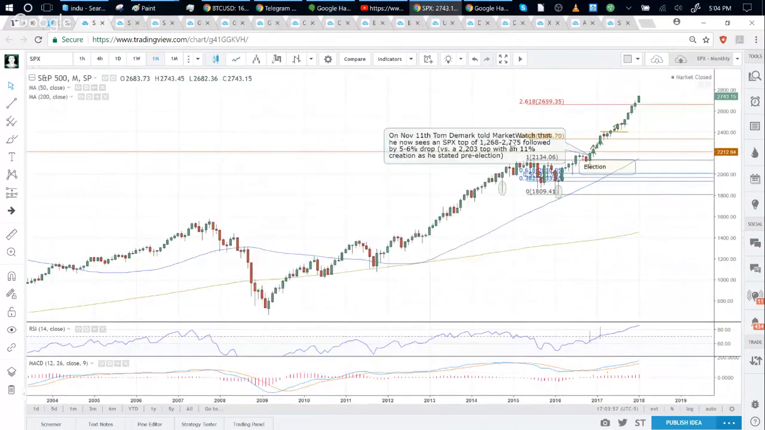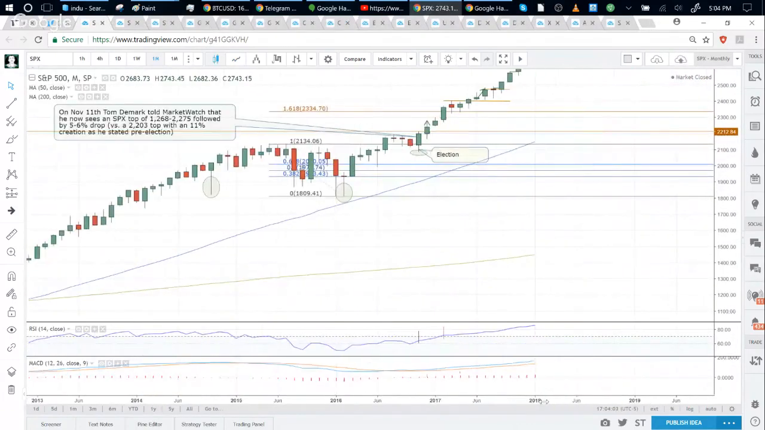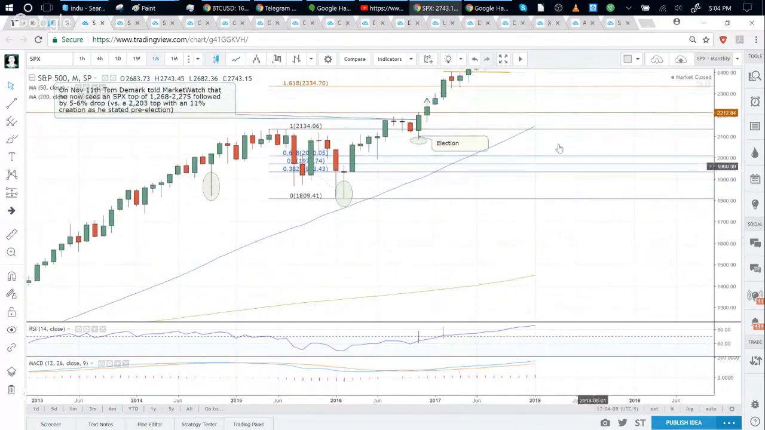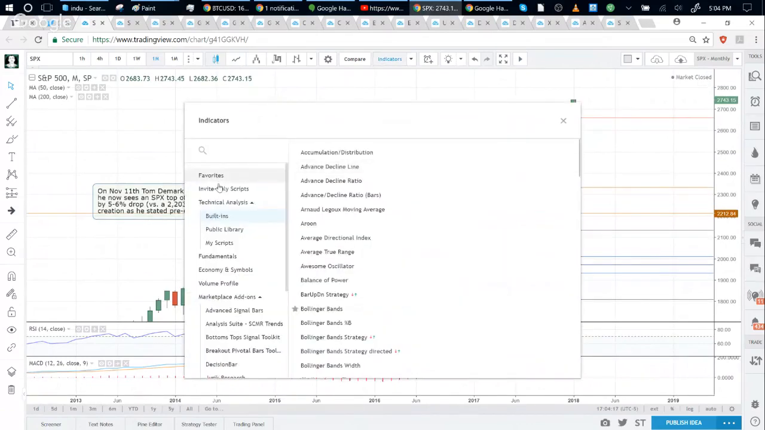All right, so here's the monthly chart. I'm just going to zoom in on this monthly chart. It's based off the weekly chart pretty much. But we're at brand new all-time highs. Again, MACD going up, RSI going up. All we can do is use the numerical indicators.